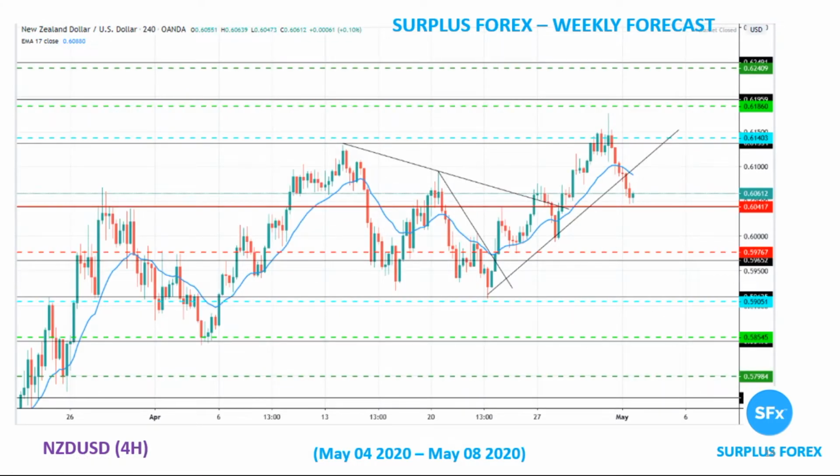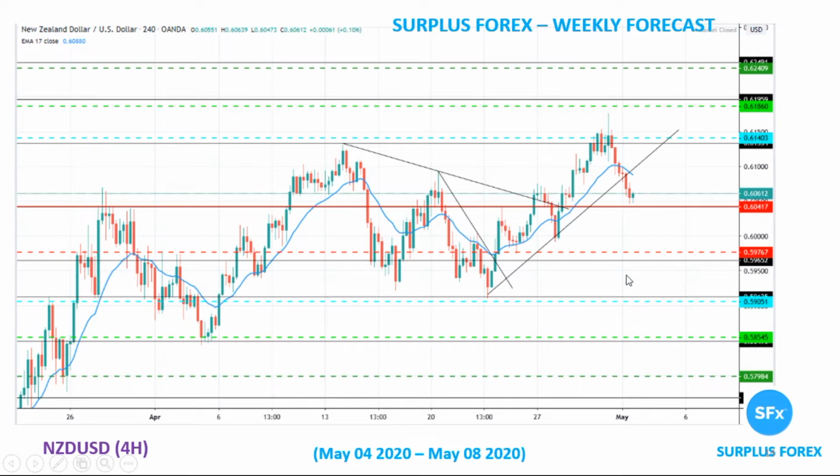If it comes and tests 61.40 here, that will be my entry point, 61.40, with the first target at 61.86 and the second target at 62.40, keeping my stop loss at 60.41.